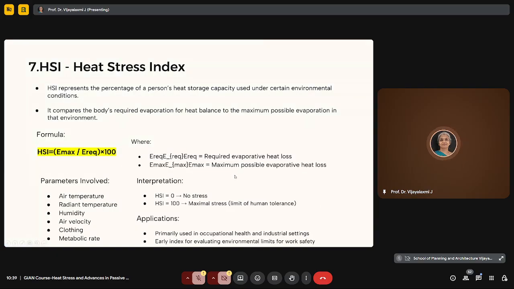So, heat stress index represents the percentage of the person's heat storage capacity used under certain environmental conditions. So, this compares the body's required evaporation for heat balance to the maximum possible evaporation in that environment for it to cool down. So, this is again used in occupational heat stress and industrial settings, and also to understand worker safety.